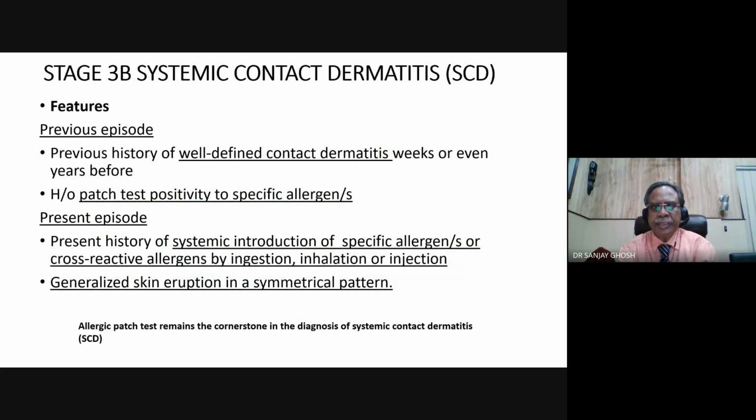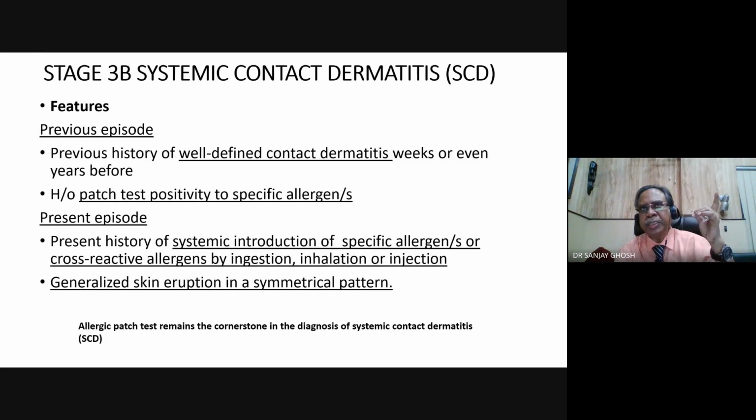Now stage 3B, that is the systemic contact dermatitis. What should be the features? Features should be, first, a previous episode of well-defined contact dermatitis weeks or even years before. And there could be a history of past test positivity to a specific allergen. Now, in our country, patch test unfortunately is not done in all centers, but it should be done. Then documentation of the patch test will tell us the contact dermatitis positivity. Now, what will we get presently? We'll get presently a systemic introduction of the specific allergen or a cross-reactive allergen by ingestion, by inhalation, or by injection.